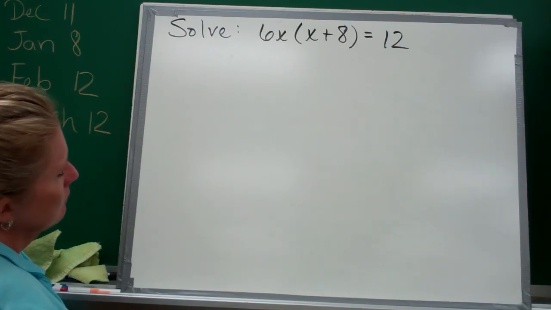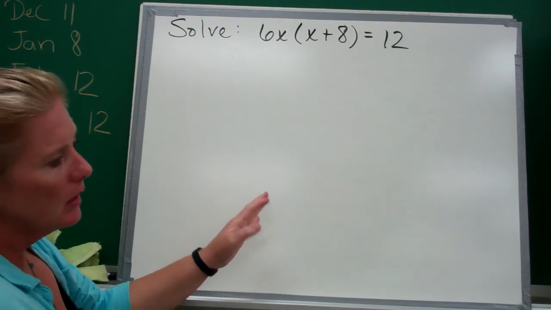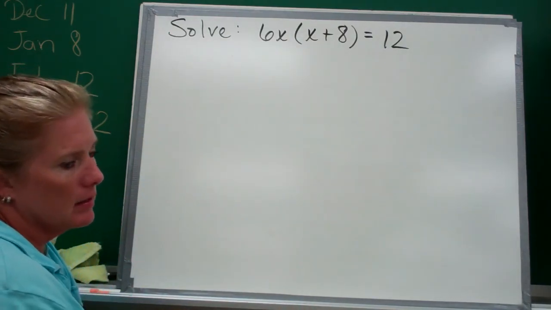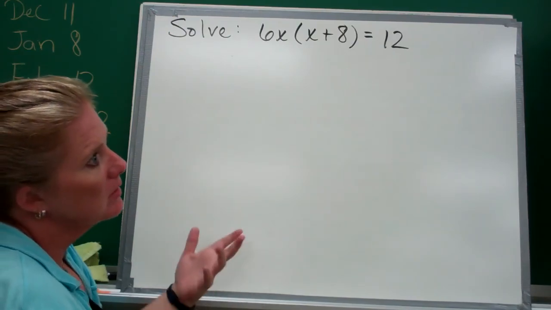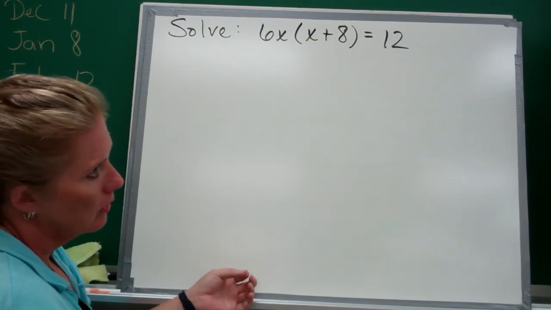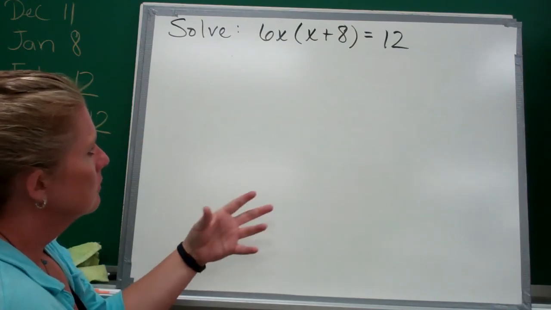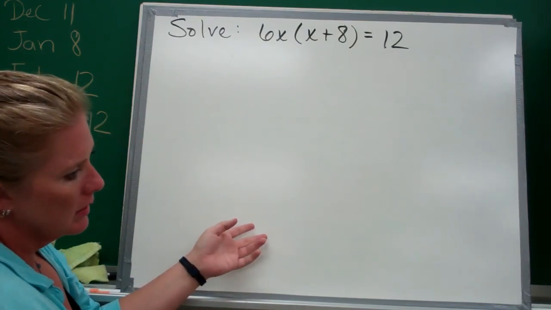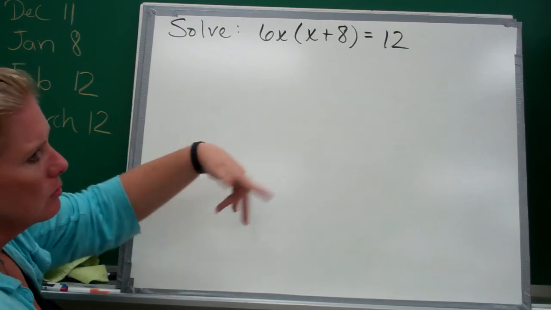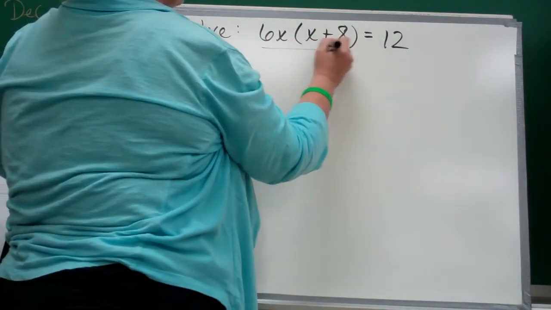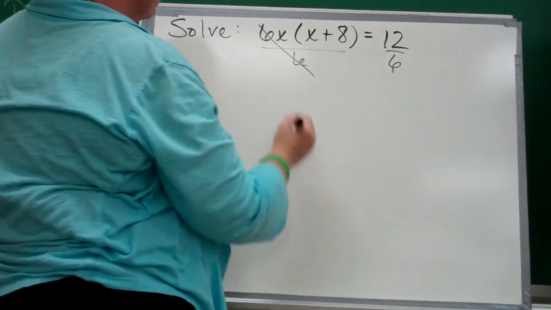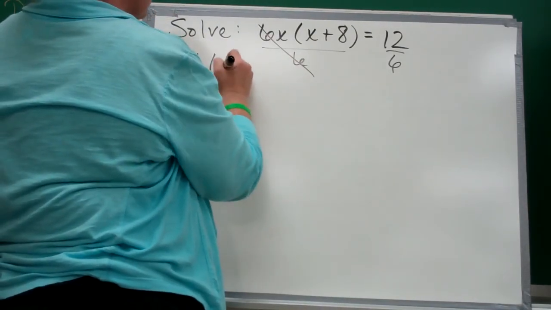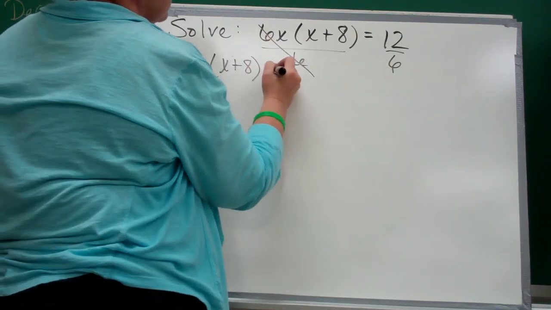Solving this one. Immediately, I want to distribute the 6x. But then I look at it and I think, wait a minute, that's going to give me 6x squared plus 48. And then I'm going to have to divide by 6 anyway. So let's just divide by 6 right now. We divide by 6. Those two cancel. Nice. So we've got x times x plus 8 equals 2.